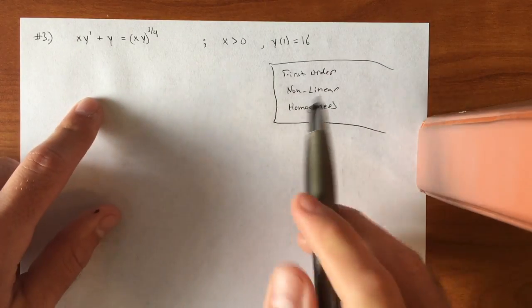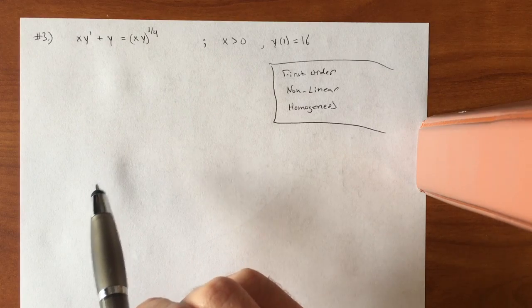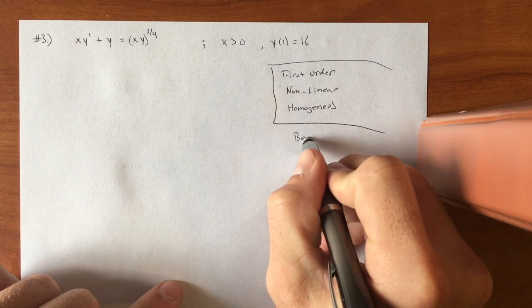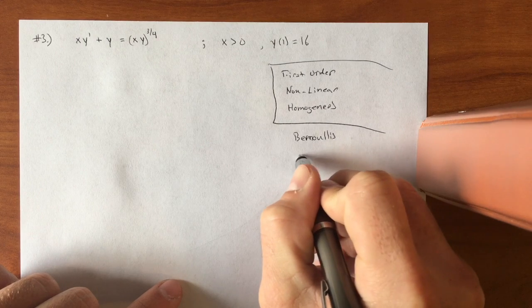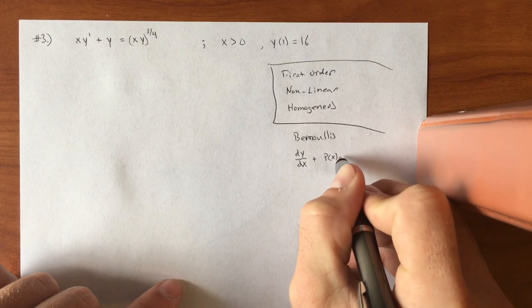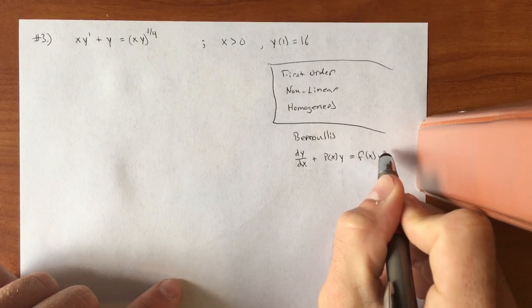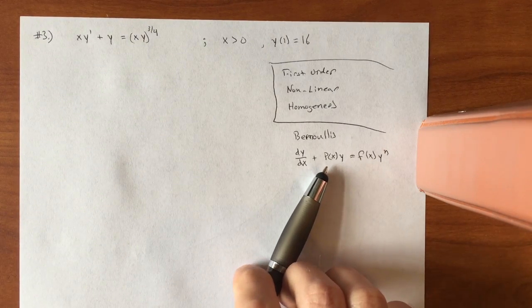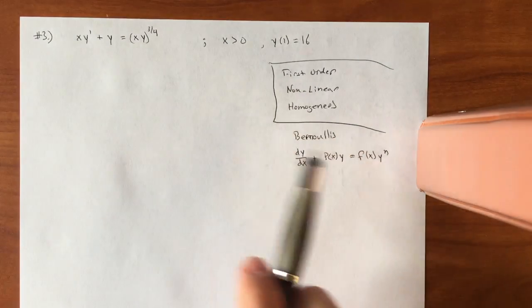Okay, so looking at these characteristics and looking at the differential equation, you can see that it resembles maybe Bernoulli's method. If we look at Bernoulli's method, it says dy over dx plus p of x y is equal to f of x y to the n power. And if you look at this differential equation and that one, they resemble each other, and you might be able to get this to look like that.